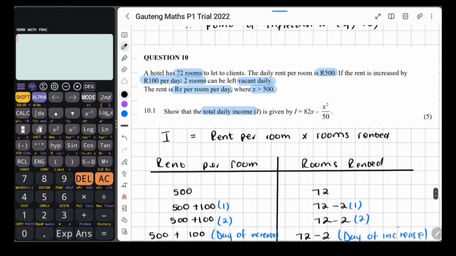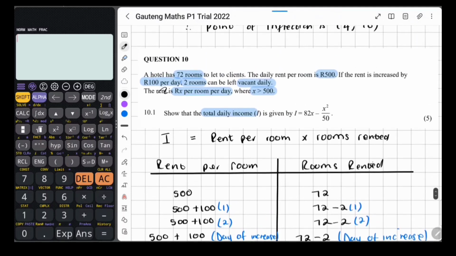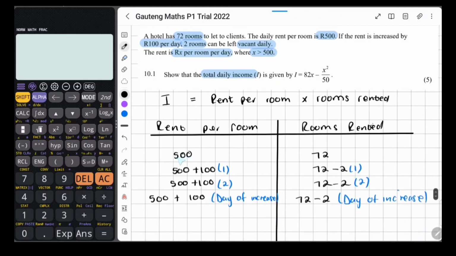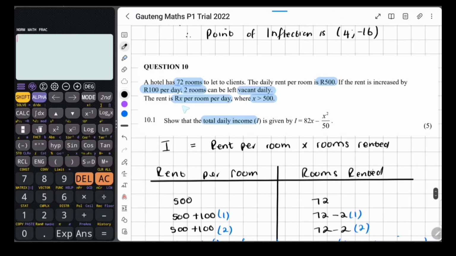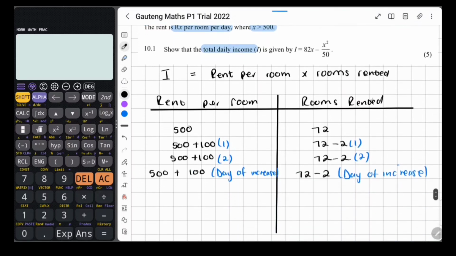But now if we read into this question, they are giving us a specific rent. We don't have to now guess which one we're going to take, which particular rent. They said the rent is X Rand per room per day, where X is greater than 500. So when they're saying X is greater than 500, that is really kind of their hint of telling you that it is definitely not this day. We cannot calculate the total rent by saying 500 times 72 because X is greater than 500. So definitely there's been an increase in the day that they are referring to.